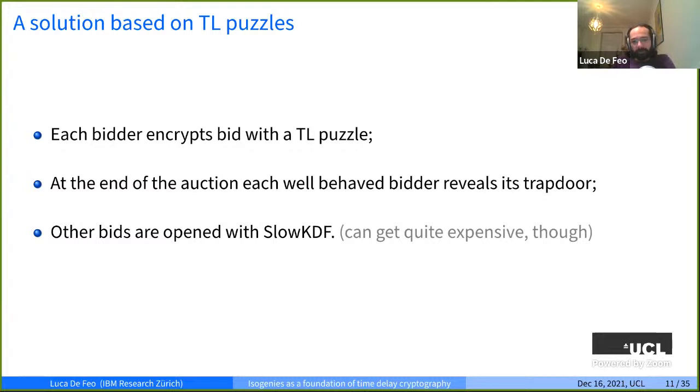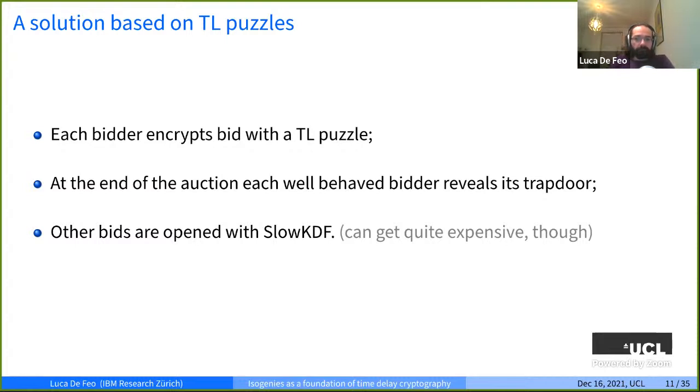The problem is that if you have a large auction with many participants and many of them are uncooperative, then you will have to run the slow key derivation function on all of them. And I mean, this can be quite expensive. Of course, you can run it in parallel on all of them, so it won't take longer than just decrypting from one participant, but it may cost a lot. If you need to run 1,000 slow key derivation functions in parallel, you need a lot of resources. So this does not really scale in an ideal way.